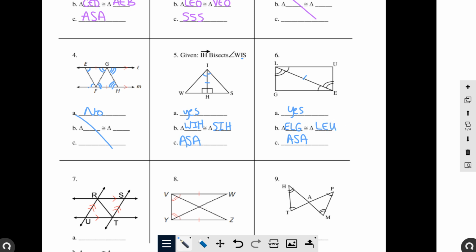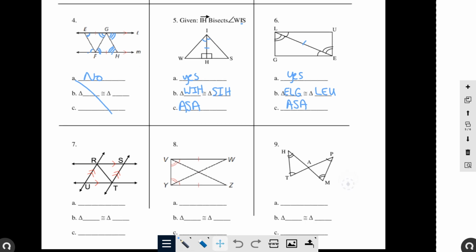LEU. If you're matching up the angles that are the same, angle E is the same as angle L because they both are marked with one curve. Angle L here is marked as the same as angle E here because they have two curves, but those letters have to switch spots. All right, question 7.